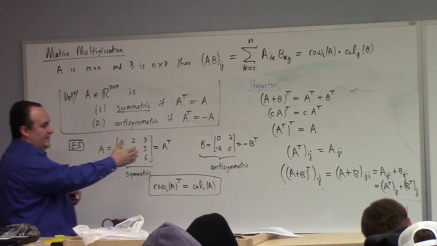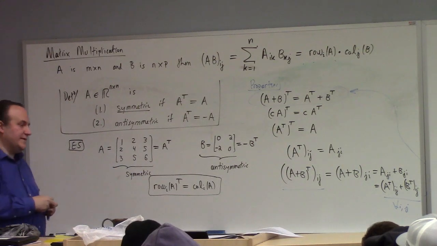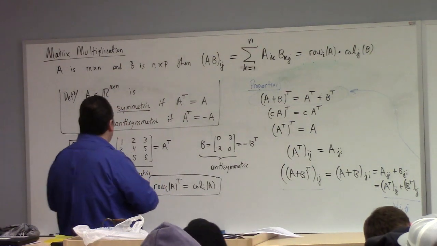All right, so one thing we can prove here while we're at it: in my second example, we have zeros down the diagonal. Does that always happen for an antisymmetric matrix? Let's work on that. So here's a theorem.